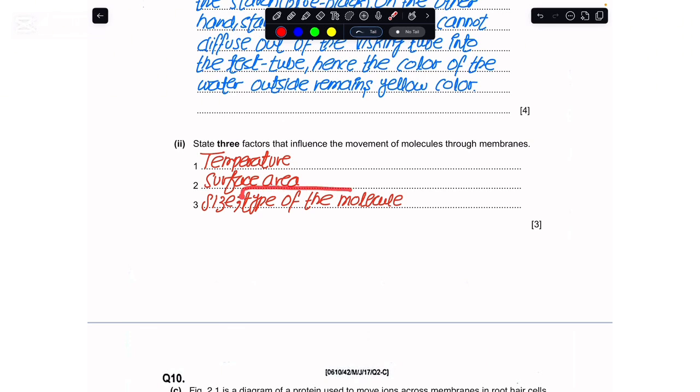The other alternative point that you could write instead of the size is the type of the molecule. And why is the type of the molecule important? The reason is that some molecules, like charged particles such as ions, cannot pass through the membranes directly, rather they require channel or carrier proteins. But if we have non-polar or non-charged particles, then ultimately they are in a position to cross these cell membranes that we have.